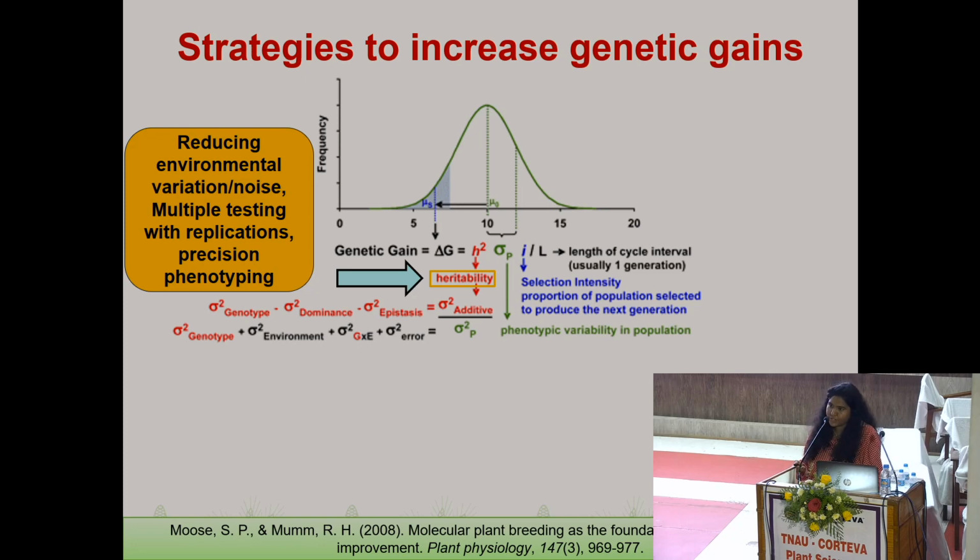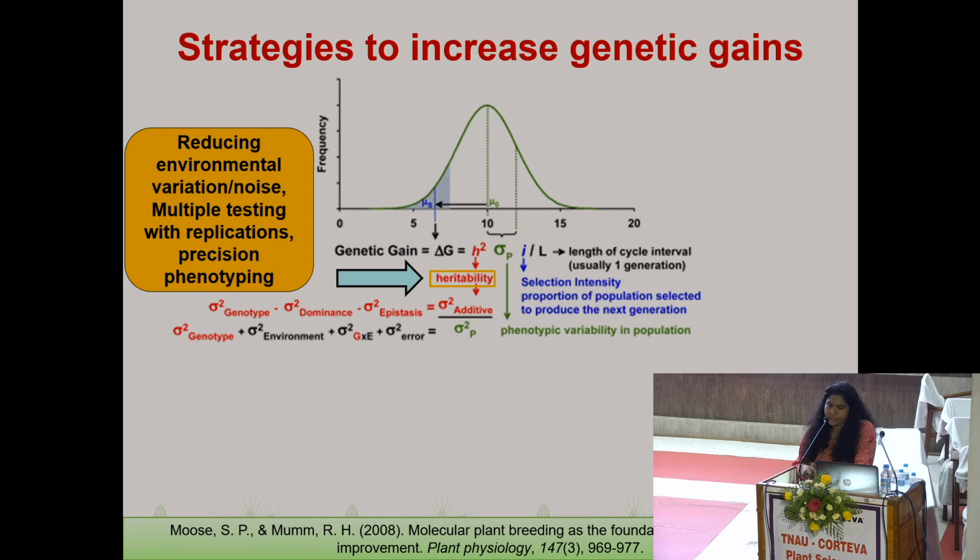You have to reduce environmental variation, which again was touched upon by Susan. You have to have good data. If there's noisy data, you're not going to get anything out of your data. And there should be good replications and multiple testing, and the phenotyping has to be done with high precision. Only then can the heritability of the traits be improved.